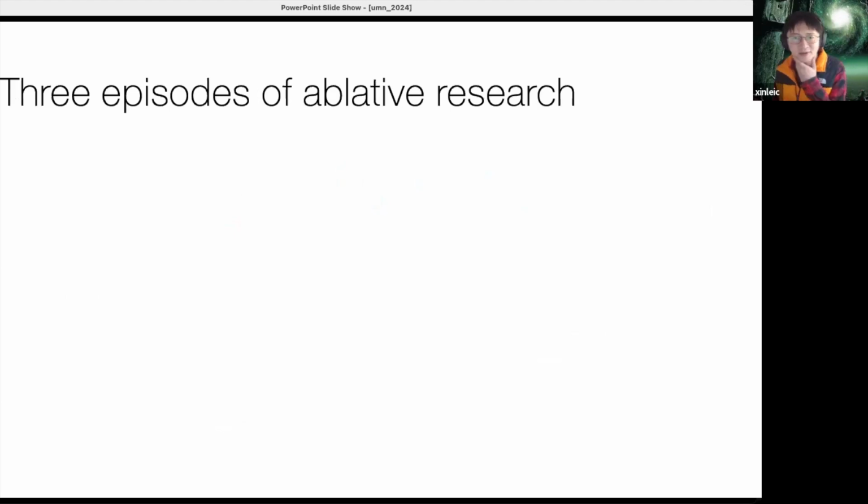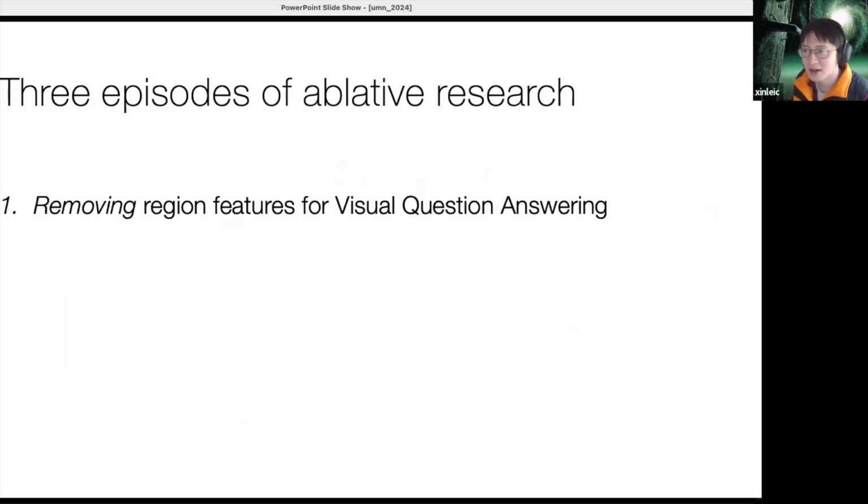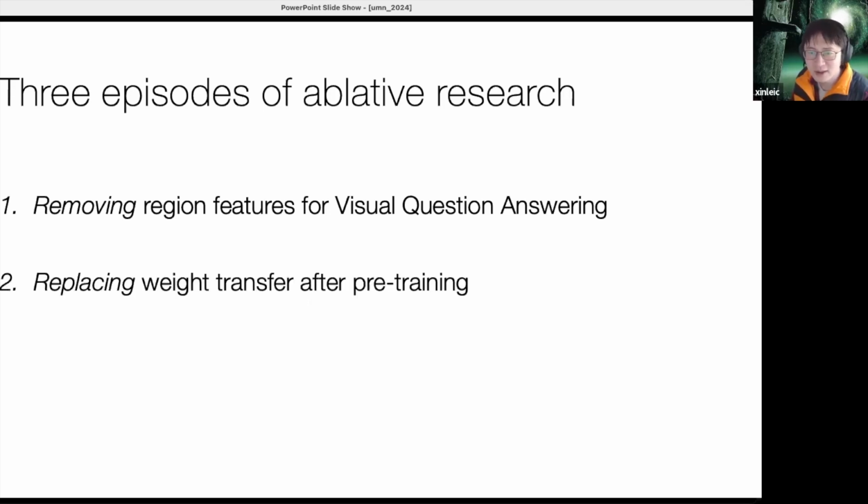So with this very long introduction and motivation, I would like to talk about 3 pieces of research I've done that are quite representative of ablative type of research. So the first one is for VQA. We remove the region features over there. Most of this is removing. There's no addition in it.